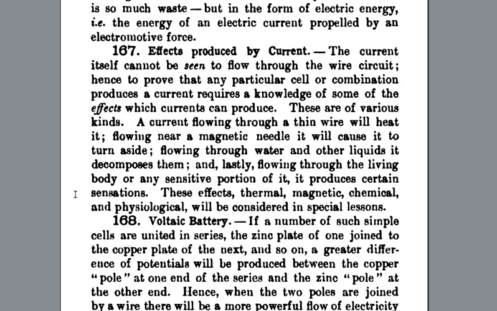167. Effects produced by current. The current itself cannot be seen to flow through the wire circuit. Hence, to prove that any particular cell or combination produces a current requires a knowledge of some of the effects which currents can produce. These are of various kinds.